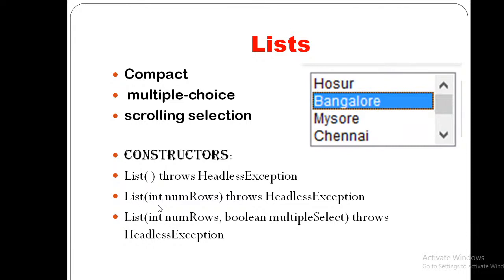Then the second one is where we can specify how many rows can be displayed on our screen. For this type of list, I have set it as 4.